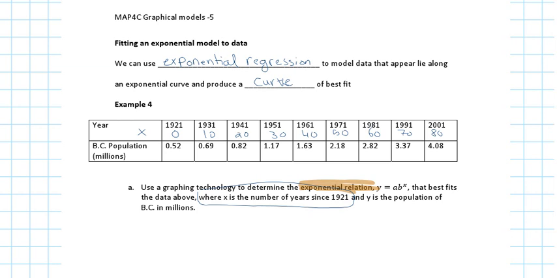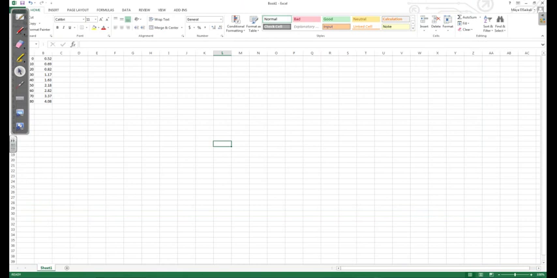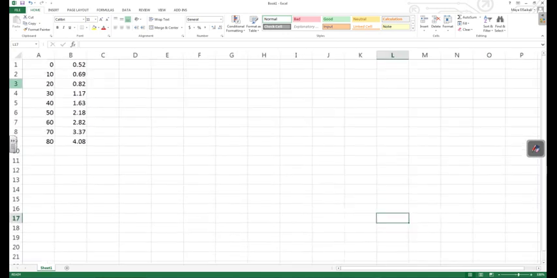So when I enter the numbers in my Excel sheet, what's going to go in the first column is the x value. What's going to go in the second column is the population in millions. Okay? So here's my Excel sheet. These are the years since 1921, and this is the population in millions.